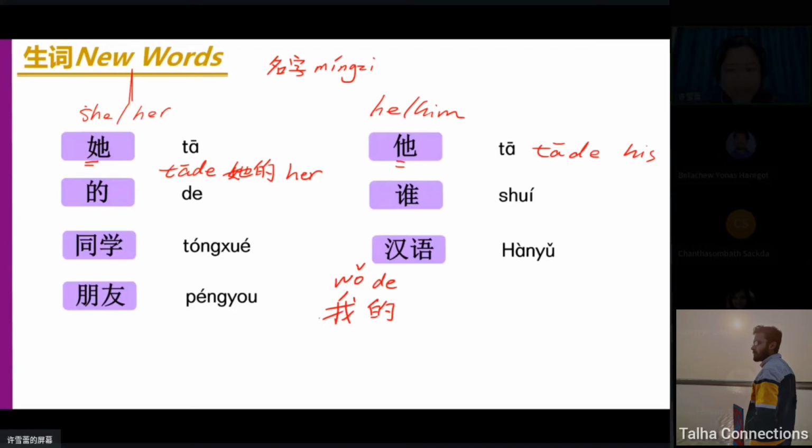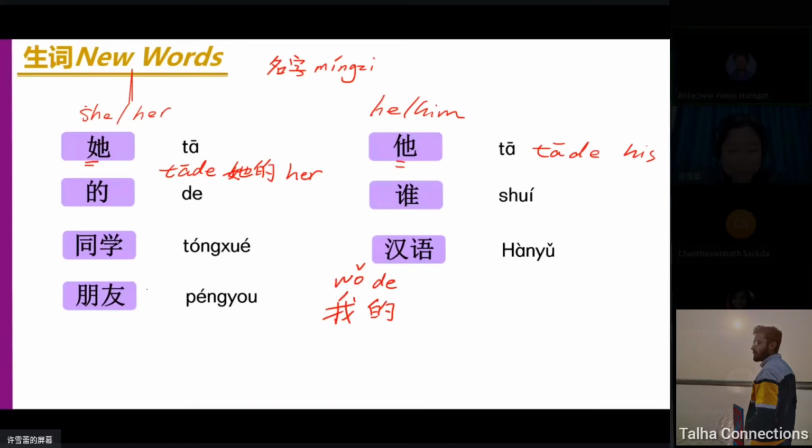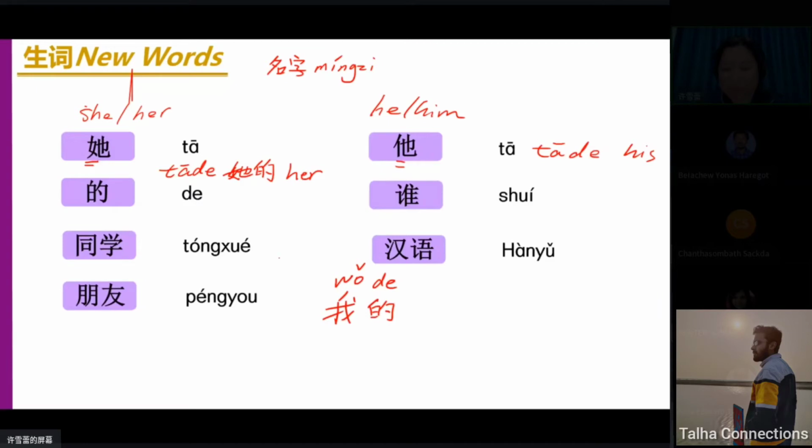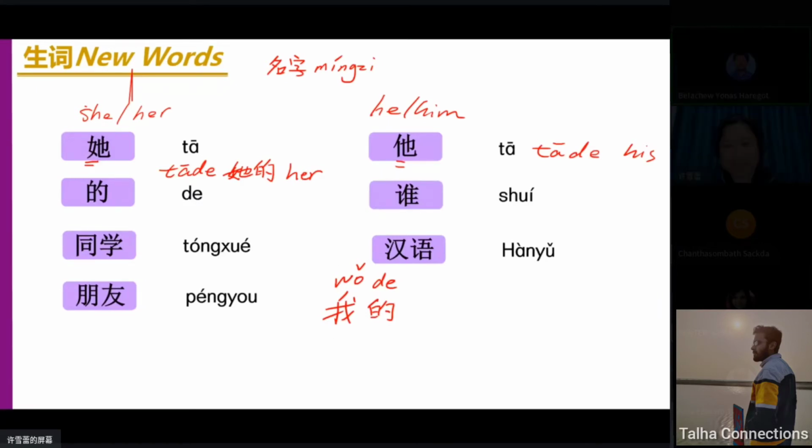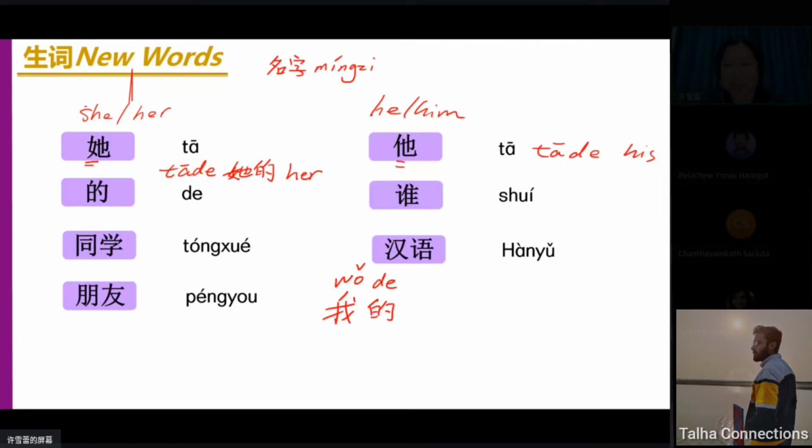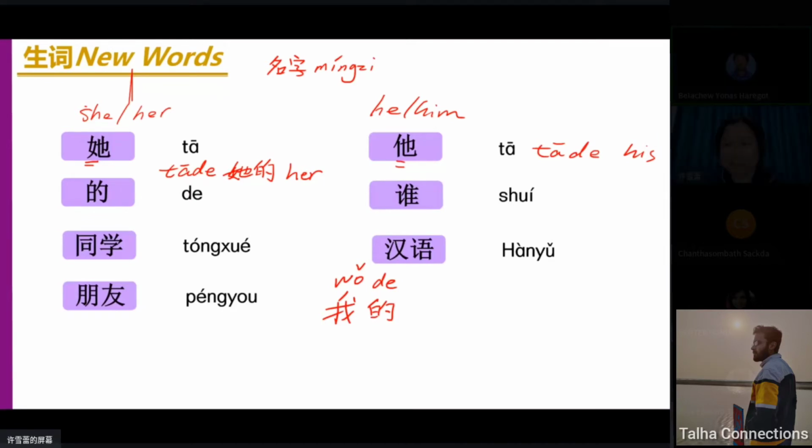In English, classmates. Which word is classmate? Yeah. 同学. 我的同学. Great. 我的同学. Very good. Yes. Wow, you are so great.